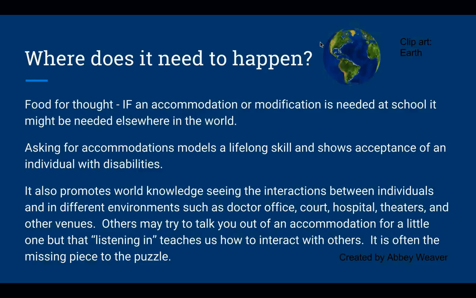Where does it need to happen? And this is just food for thought, and just something that I find really important. If an accommodation or a modification is needed at school, it might be needed elsewhere in the world. So if you're using a personal FM system at school, you might need one when you're on the basketball team, if you're a religious family, when you're at church, or even at the family dinner table. Asking for accommodation, modeling this, is a lifelong skill, and it shows acceptance of an individual with disabilities.